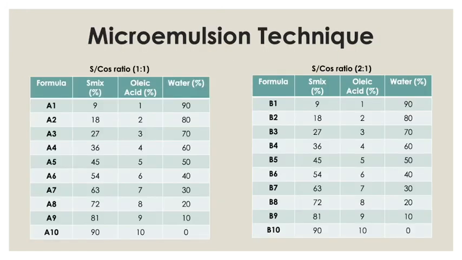As for the microemulsion technique, the microemulsions were prepared by phase titration method using Tween 20 surfactant and propylene glycol as co-surfactant. Oleic acid was used as the oil phase, and distilled water was used as the aqueous phase. In this study, different surfactant to co-surfactant ratios of 1:1 and 2:1 were also used. Then, the microemulsion formulation was optimized for evaluation.